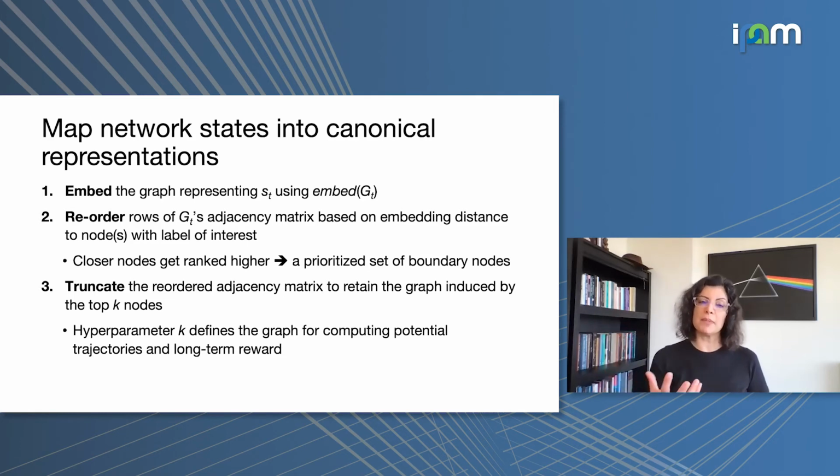So the way the state representation again works is you take the graph, which is your state, you embed it, you reorder the rows and the columns so that you get a prioritized list of the boundary nodes, and then you truncate the adjacency matrix. So when you do the truncation, you have this hyperparameter K, which basically, depending on your computational resources, you can increase the K, which is a bigger adjacency matrix, which means a bigger set of trajectories that you have to look through, or you can make K smaller. In the experiments we ran, a K of about 256 was fine. We tried only powers of 2.